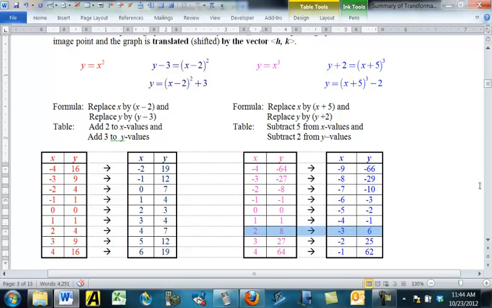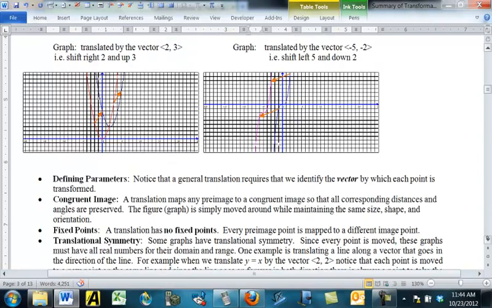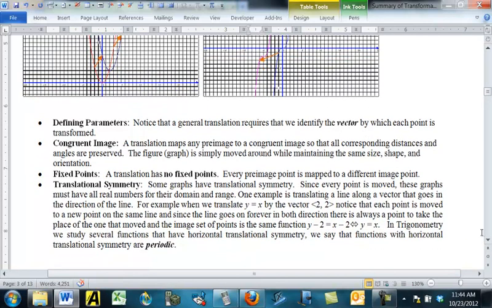So, these are general translations. A couple things here. Defining parameters: notice that a general translation requires that we define a vector by which each point is transformed, and then we can think of that vector as two components, a horizontal change and a vertical change, and we think of that as two parts to our transformation.